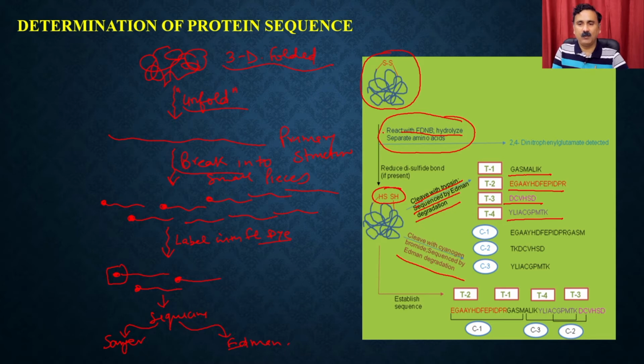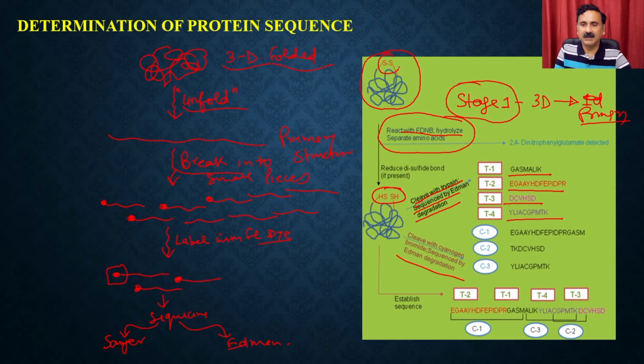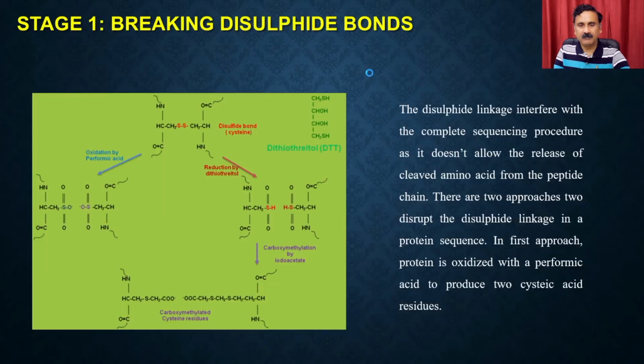So this is stage 1, right? In stage 1, you are going to convert the 3D conformations into the 1D or primary structure. You achieve that by first breaking the disulfide linkages. So stage one is the breaking of the disulfide bonds.